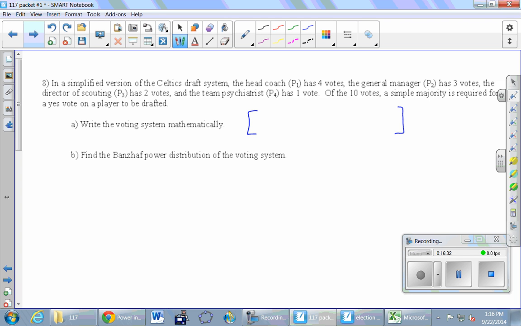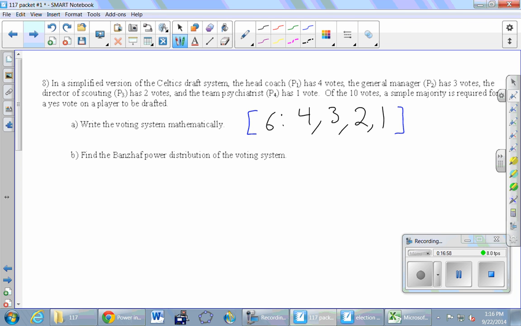Yeah, is it 6? How many votes altogether? 10. Majority means more than half, right? So more than 5 in this case. 6 is good. And then we list them in order. So what number goes first? 4 is the coach, and then 3 for the GM. Scouting gets 2. And then the psychiatrist gets 1.